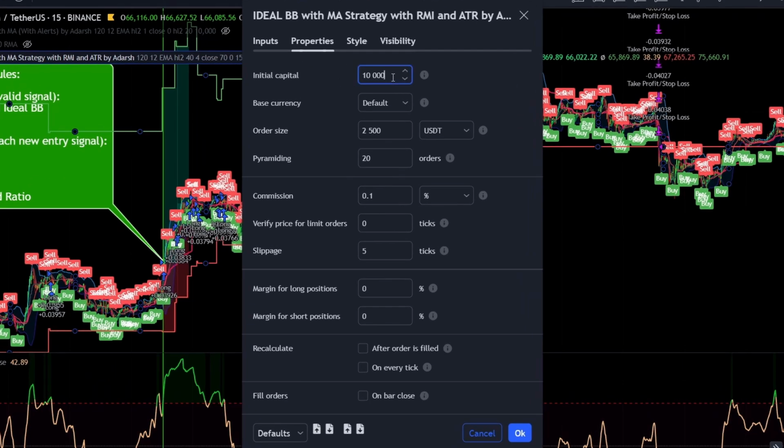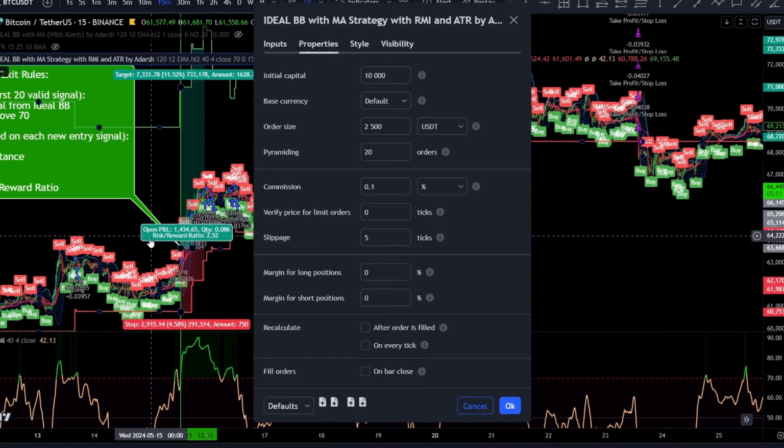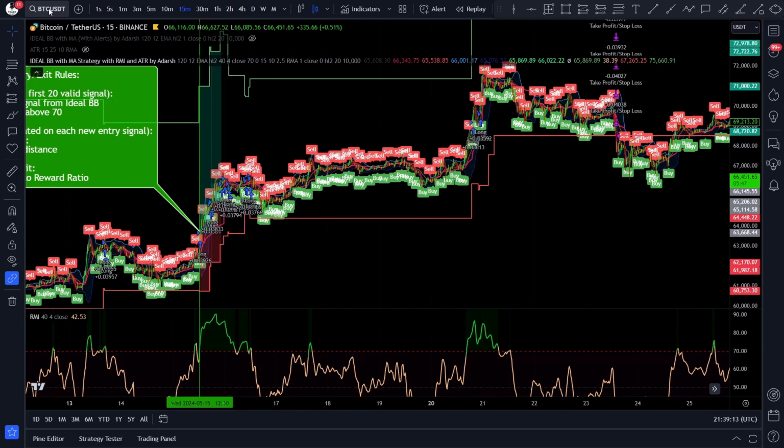For the backtest, I am using a $10,000 capital with a 2,500 position sizing on each trade. I am using a 20 pyramiding, which means we can enter into multiple positions even if we are already in a position. The commission is set to a 0.1% fee on each entry and exit, and the slippage is set to 5 ticks. Now let's see the backtest results for the BTC USDT 50-minute chart.